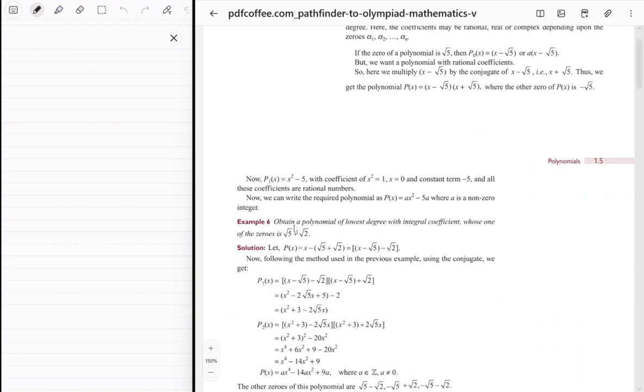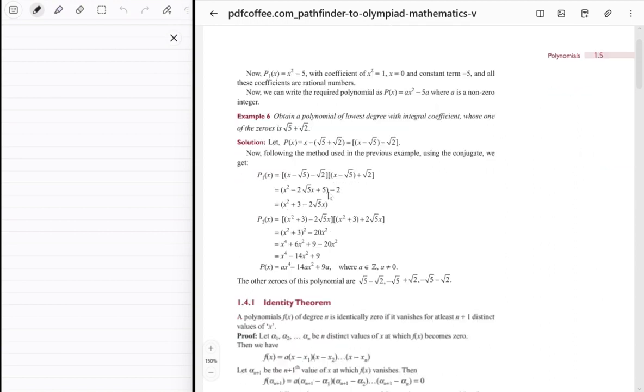Obtain a polynomial of lowest degree with integer coefficients whose one of the zeros is square root 5 plus square root of 2. So now it's the sum of two surds. Let p(x) be equal to x minus, fine, so that's x minus square root of 5 minus square root of 2. We get p(x) equal to, okay, this is kind of interesting. This is very interesting actually. And then doing all of that, you just get this thing.